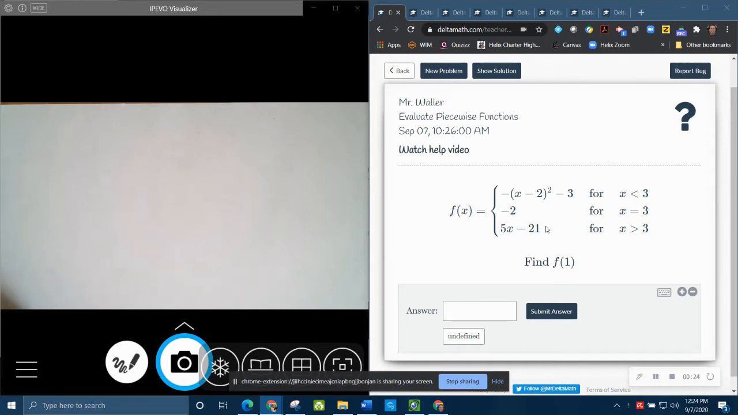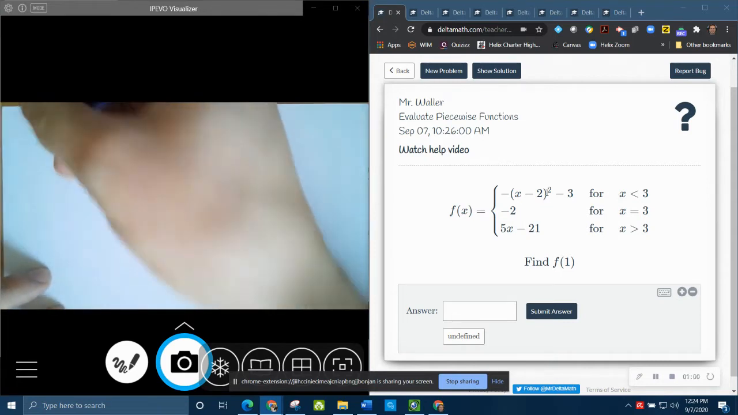So let's say we have this piecewise function and we want to find f of 1. With piecewise functions, you actually want to look at them kind of right to left. You want to look at the inequality first and then look at the different rules. We want to see which one of these three things x equals 1 satisfies. So f of 1 means x equals 1. 1 is not greater than 3. 1 is not equal to 3. 1 is less than 3. So x equals 1 satisfies this part right here, and that means we're going to use this rule here.